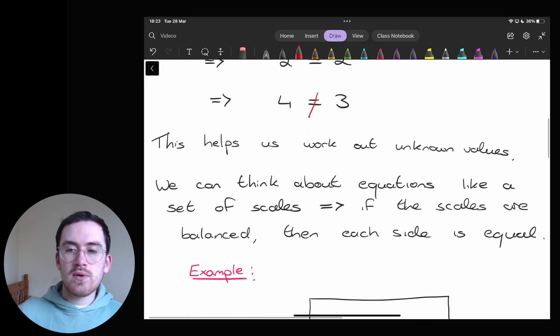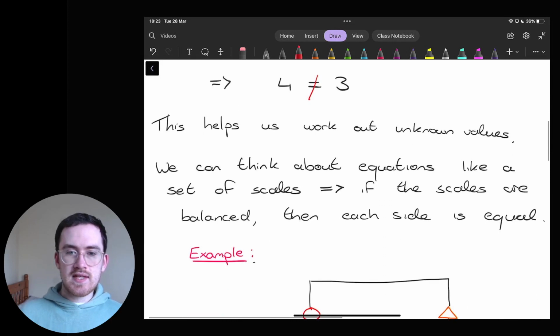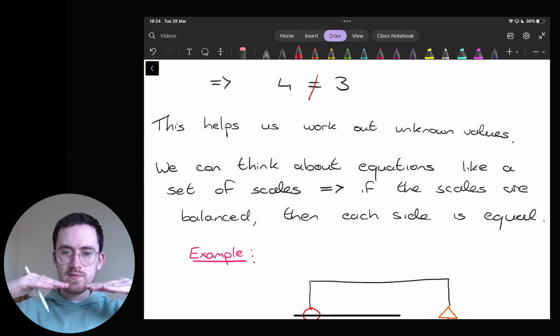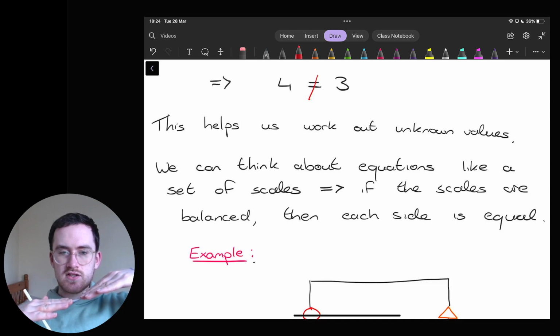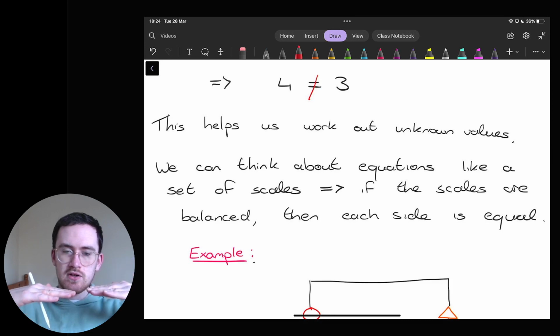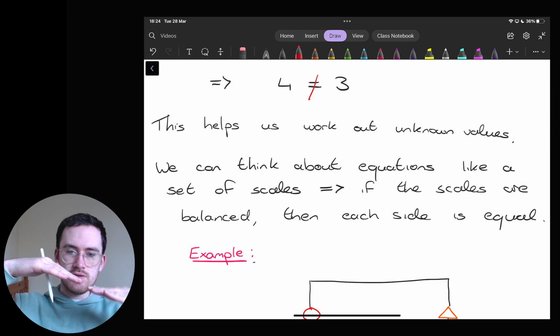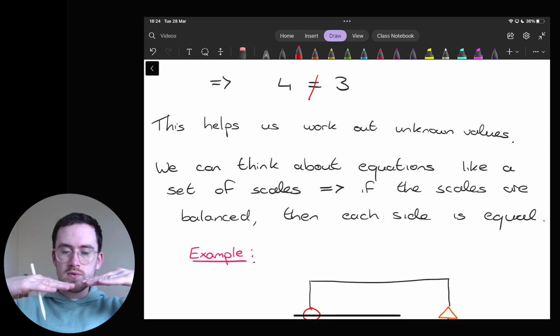So when we think about equations, we're going to think about them like a set of scales. A set of scales or like a seesaw, something that's balanced like this. And if we have a seesaw like this, if I put something on one side, then that side's going to go down. So to balance it out, I might need to put something onto the other side. Or in the same way, if I take something off this side, then I might need to take something off the other side. We always want to keep our equations balanced like this. So we'll keep each side balanced and equal to each other.